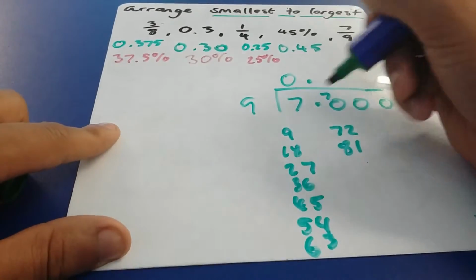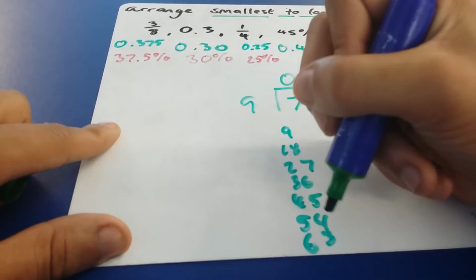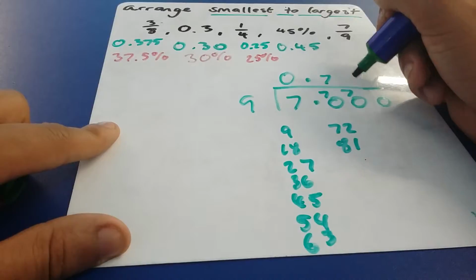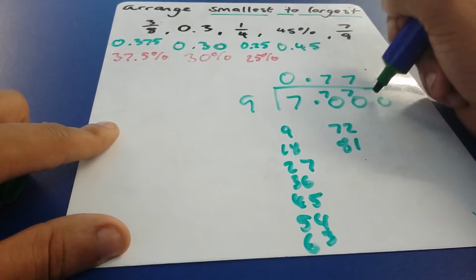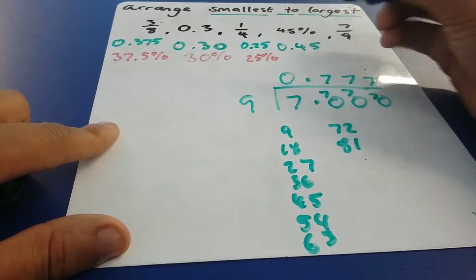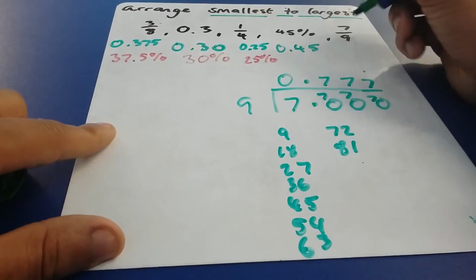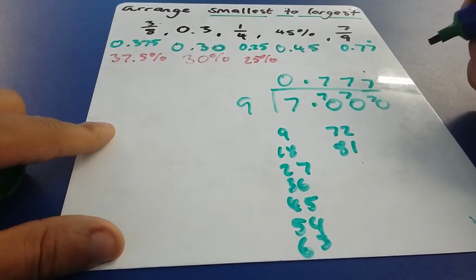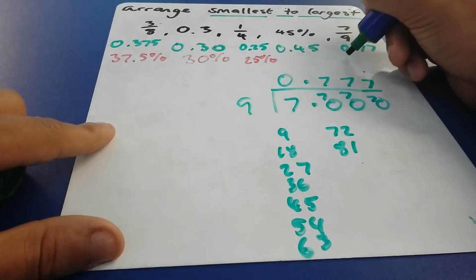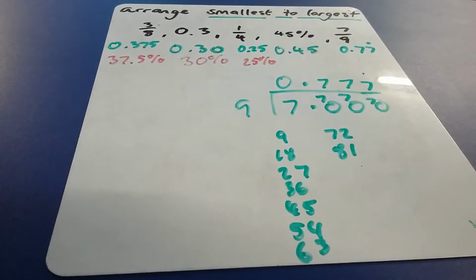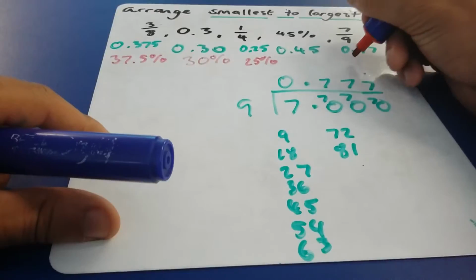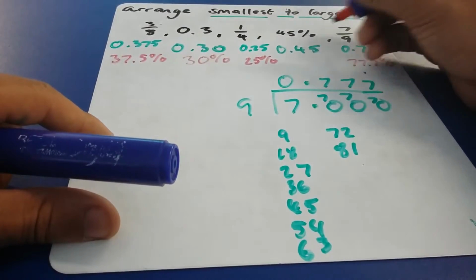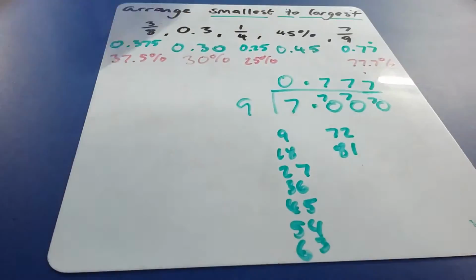So 9 into 70 goes 1, 2, 3, 4, 5, 6, 7 times, remainder 7. 9 into 70 again, we've just done that, so it's 7, remainder 7, and 7, remainder 7, and so on. So this is what's called a recurring decimal, so it'll carry on forever and ever. So I can put a dot on there. If we round that as a percentage to one decimal place, that would be 77.7%. But it's clearly, on this one, the biggest one there. So that's going to come last.